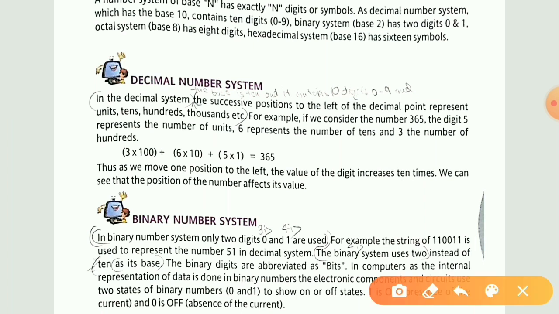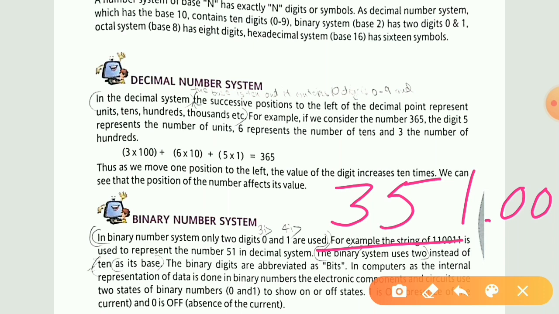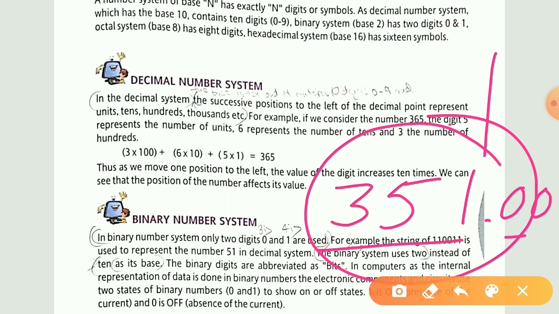etc. Now see students, take an example. Let us say we have 351. Yes, it is a number. If I write 0.00, then over here is the real part, and over here is the decimal portion. If you talk about only the part before the decimal, on the left hand side of the decimal, then the first digit denotes your unit position.